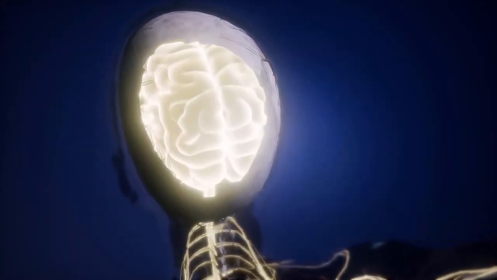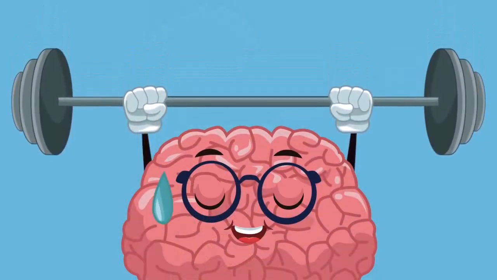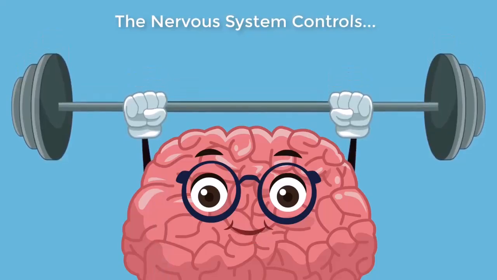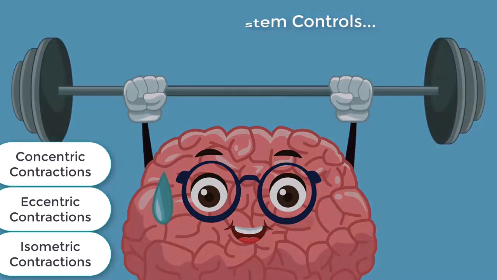All of these muscle activities are under the exquisite control of the nervous system. Neural control regulates concentric, eccentric, and isometric contractions.